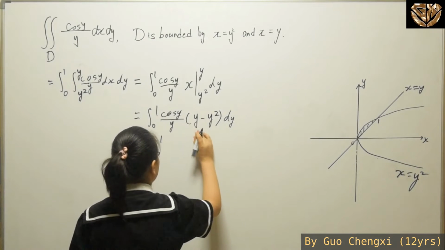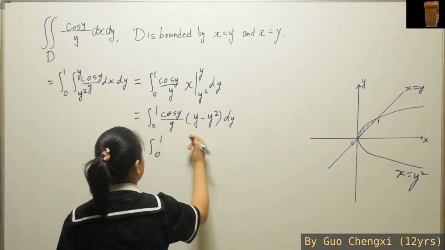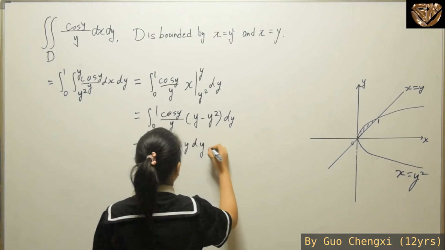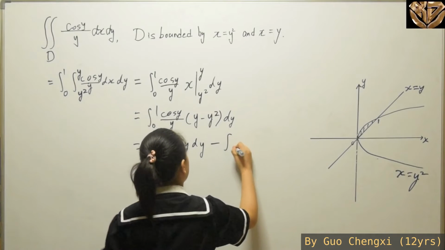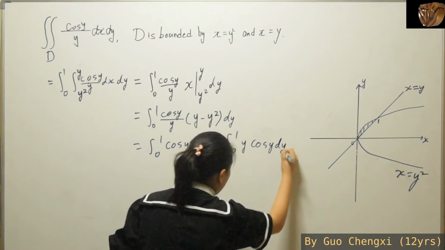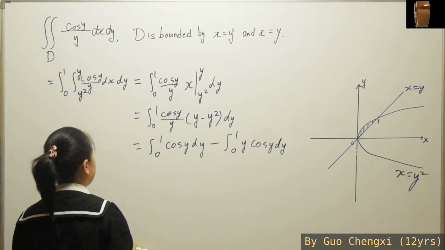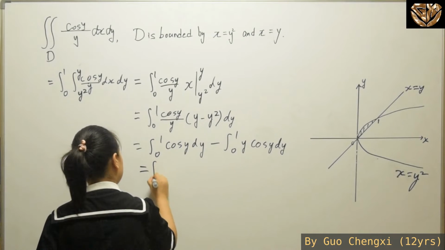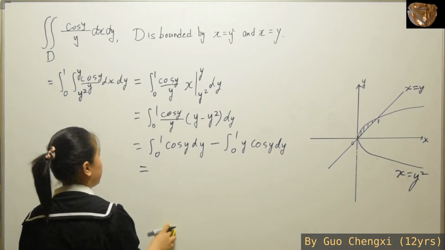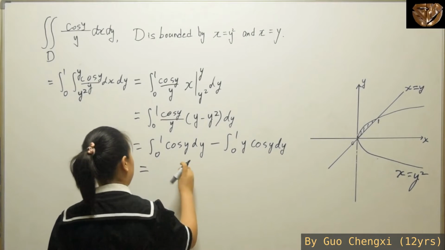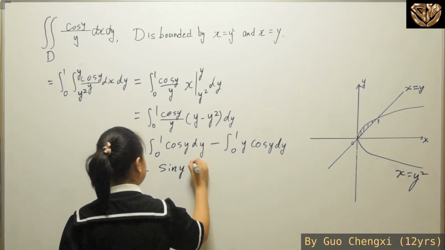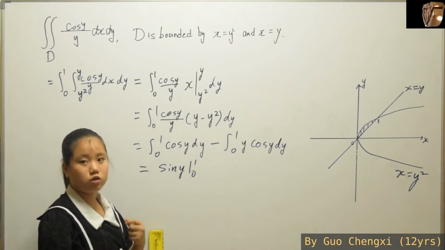So what we have for this part now will be, so we separate it into two parts. So y and y, you can simplify those two and you get cosine y dy. But what about for y squared? For y squared, what you have is y cosine y dy. So now that you do it, what will happen? So first of all, we can integrate the cosine y over here, which you will get sine y, and then from 0 to 1.